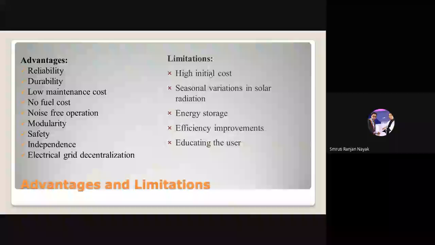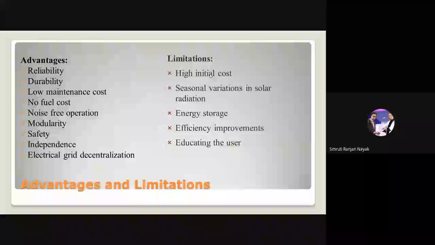So battery cost is high. Then efficiency improvement. We can improve our efficiency because gradually your battery capacity will decrease. Then educating the user. Educating the user means the limitation things.